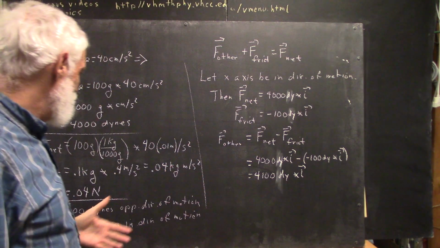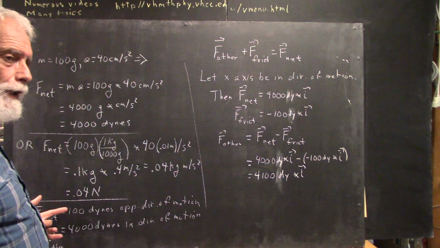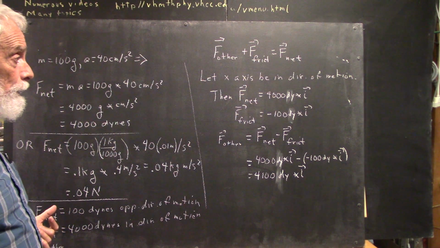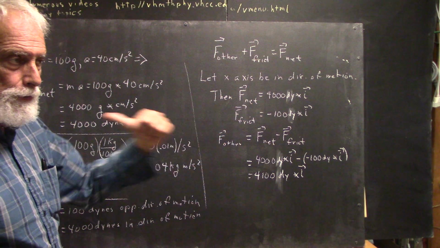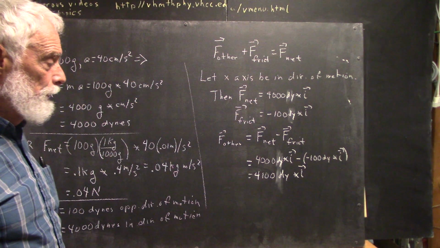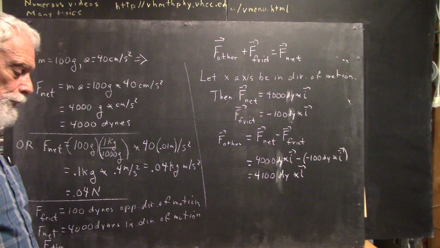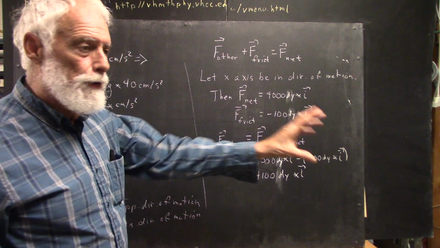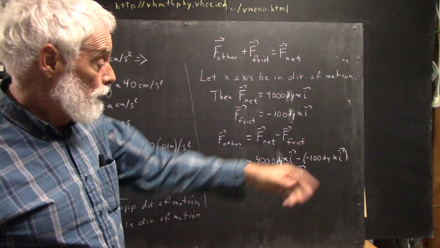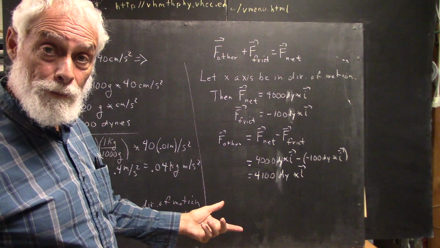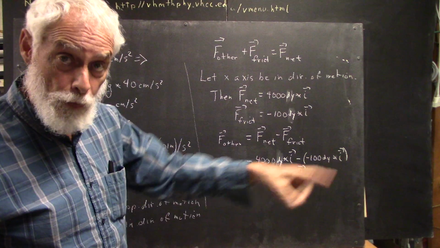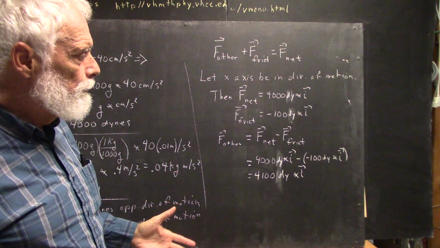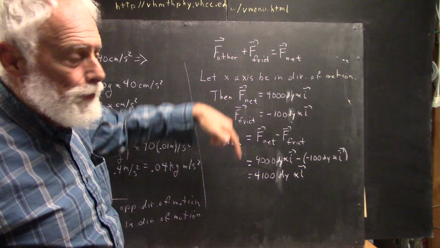But if you thought that, you failed to take account of the directions. One vector, the net force, being in this direction, the frictional force being in this direction. And if you think of it intuitively, you're going to need 4,100 dynes to get a 4,000 dyne force if you have a 100 dyne force acting opposite that 4,000 dynes. And that's very obvious. But it's very easy to get confused.